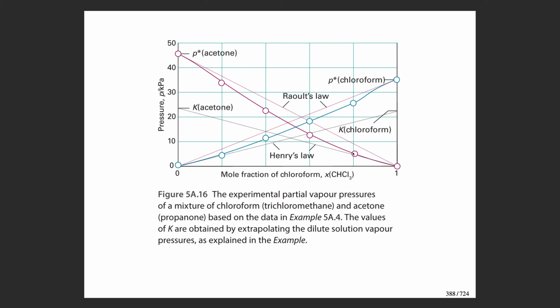From this data, you can determine the vapor pressures of the pure components, right? This is the vapor pressure of acetone, and that's the vapor pressure of chloroform. Then by looking at the slope of chloroform in this region, using these 2 points to calculate a slope, that's going to tell you the Henry's law constant for chloroform. By looking at these 2 points and taking the negative sign, that's going to give you the Henry's law constant for the acetone.